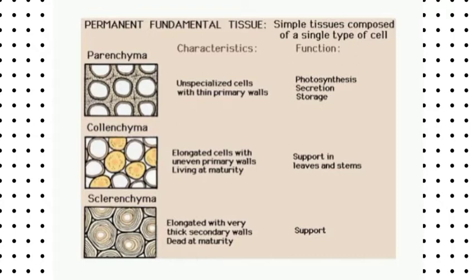And another thing I have told you: when there are large air cavities present in the parenchyma, in that situation the parenchyma is known as aerenchyma. The aerenchyma maintains the buoyancy in the plant so that it can easily float in the water.